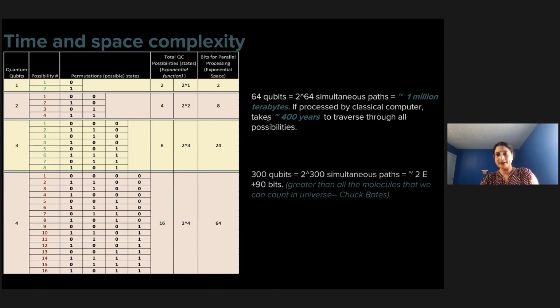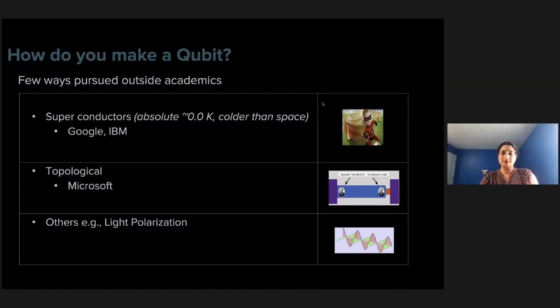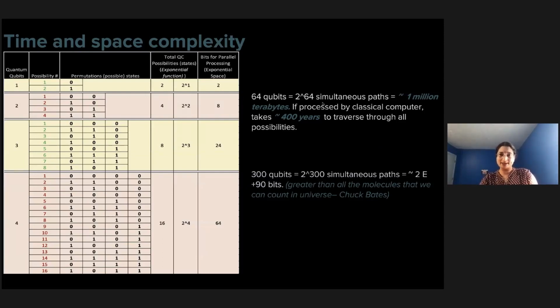And if you extrapolate that further, 64 qubits would be 2 power 64 simultaneous paths for the quantum computer, and 1 million terabytes. But if you have to use classical bits to process these many paths, traversing through them one after another sequentially, it would take apparently 400 years minimum.